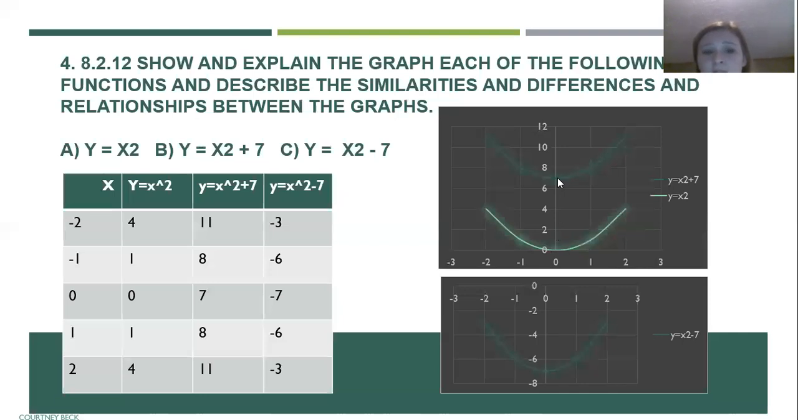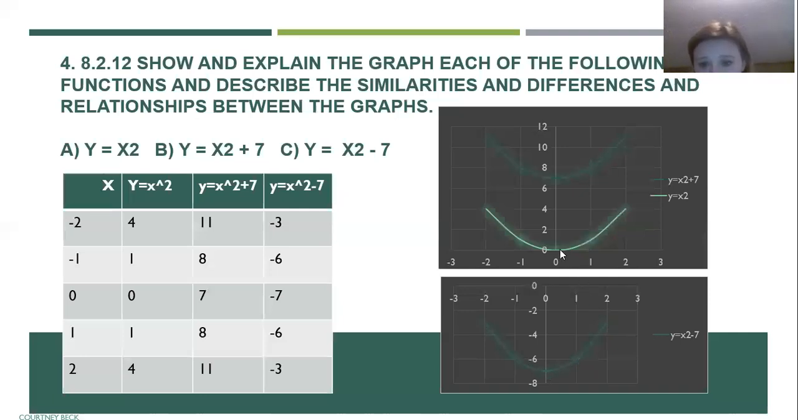And then I did the same thing again. I put in -2, -1, 0, 1, and 2, to the power of 2, take away 7. I got these numbers right here: -3, -6, -7, -6, and -3. So I graphed it: -2 to -3, -1 to -6, 0 to -7, 1 to -6, and 2 to -3.